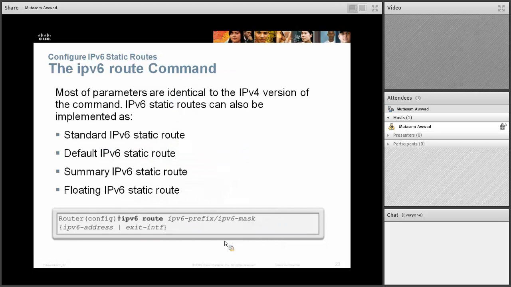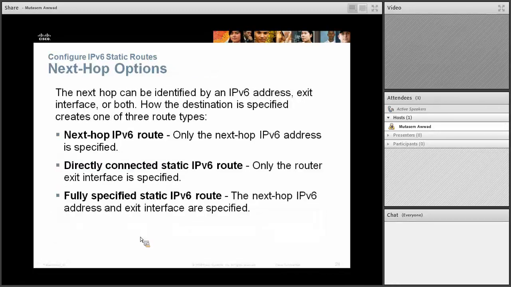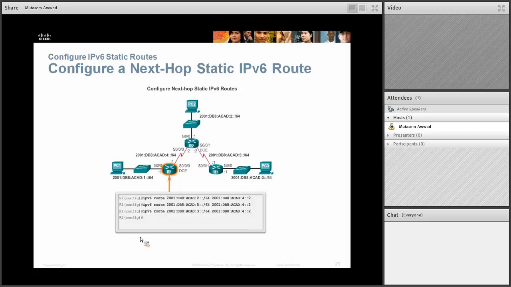IPv6 is pretty much the same thing as IPv4. There is really not much difference. You just write the word IPv6 route, and then you type in the destination network address with the slash, and either you type in the next hop or the exit interface. Pretty much the same thing. There's no difference between v4 and v6 except the IP addresses.